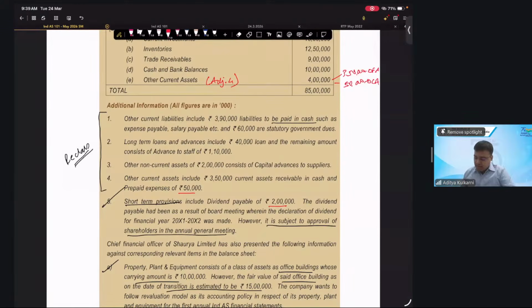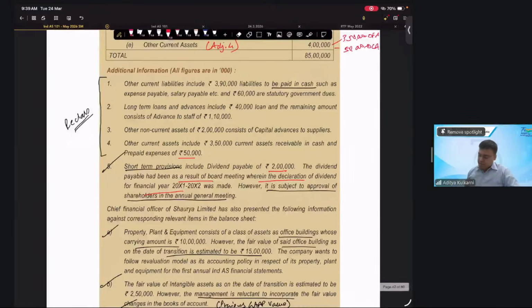The dividend payable had been as a result of board meeting wherein the declaration for X1-X2 was made. However, it is subject to approval of shareholders in the final AGM. CFO of Shaurya Limited also presented the following against corresponding relevant items. PPE consists of a class of assets as tuition buildings whose carrying amount is 10 lakhs. However, fair value should be 15 lakhs. Company wants to follow revaluation model as its accounting policy in respect of its property, plant and equipment for the first annual Ind AS financial statements.